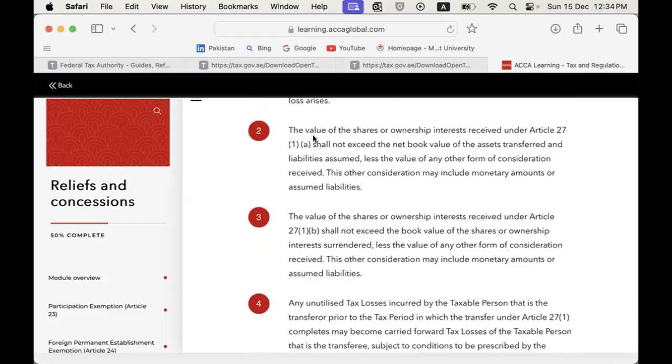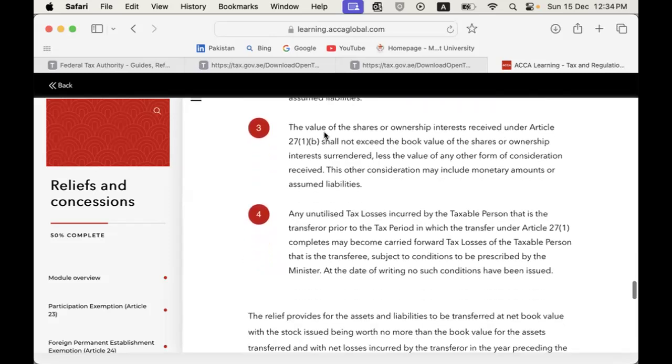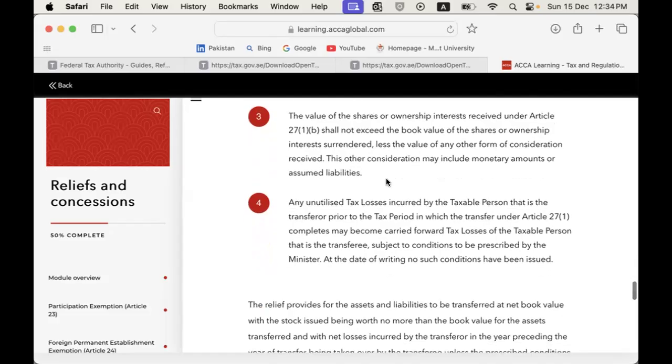So what are we saying here? Value of shares or ownership interests shall not exceed the net book value of the assets transferred. That is how the book transfer happens. Value of the shares or ownership interest received shall not exceed the book value of the shares or ownership interests surrendered. So, if there is a share swap situation, then the value of both sides shall equate, less the value of any other form of consideration received in cash or in kind.